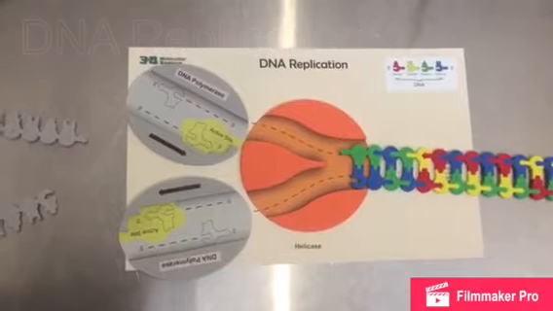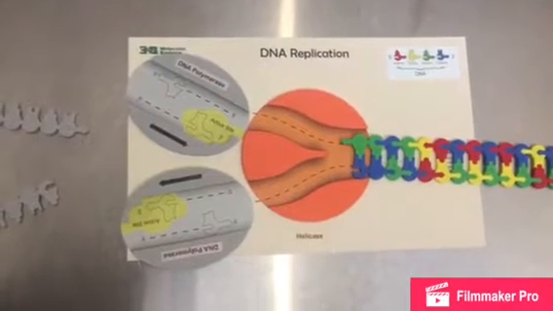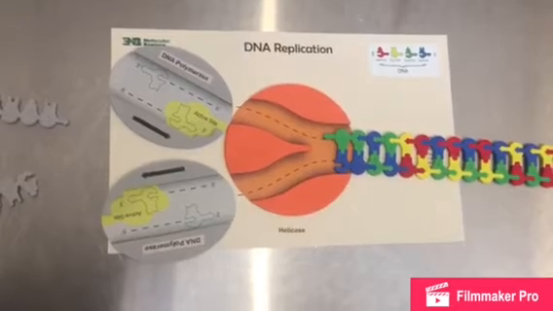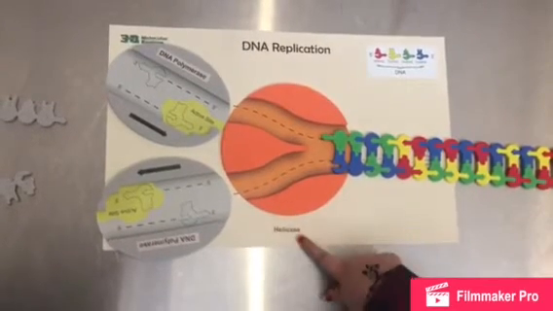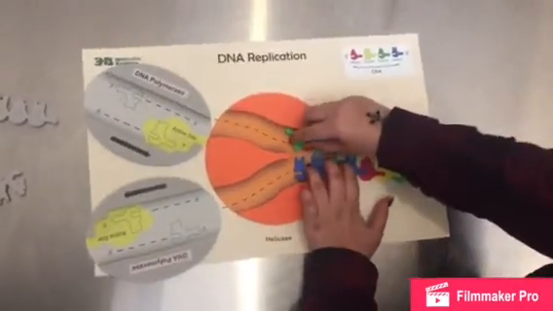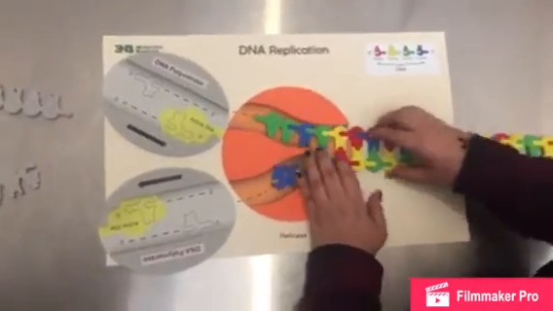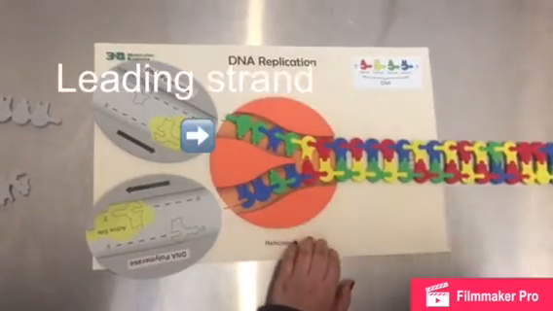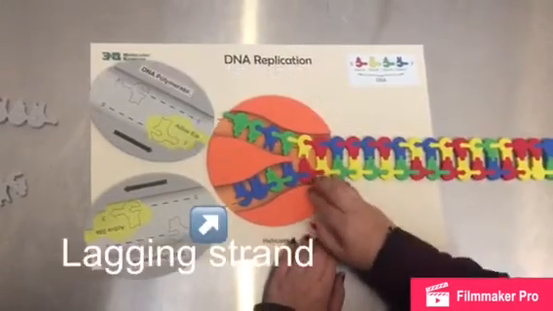DNA replication is the process of using a pre-existing strand of DNA to make two brand new strands of DNA. In the beginning of the process, DNA is unwound by an enzyme called helicase. The helicase then unzips the DNA to create two separate strands of DNA. The two strands of DNA are now called the leading strand and the lagging strand.